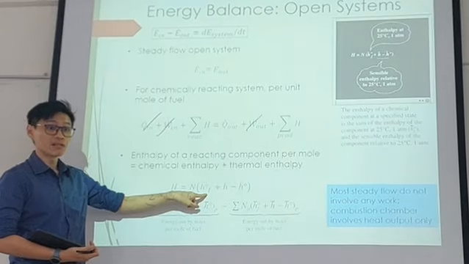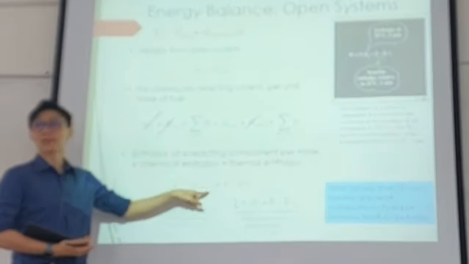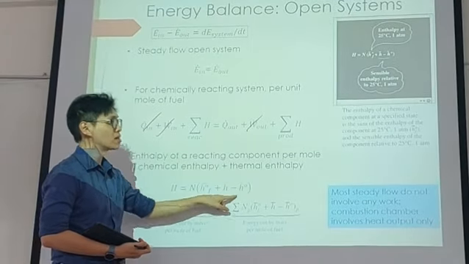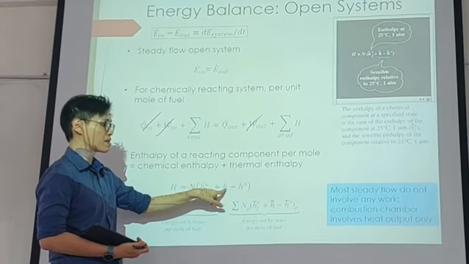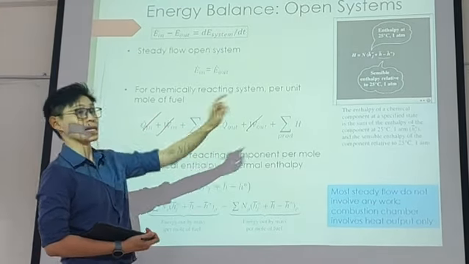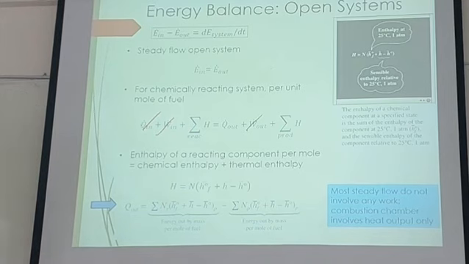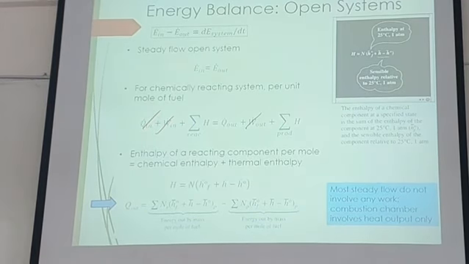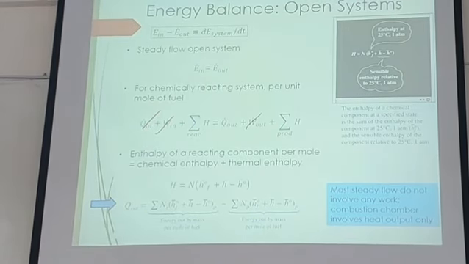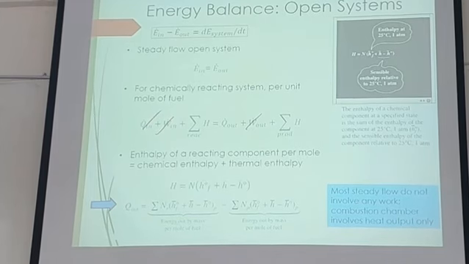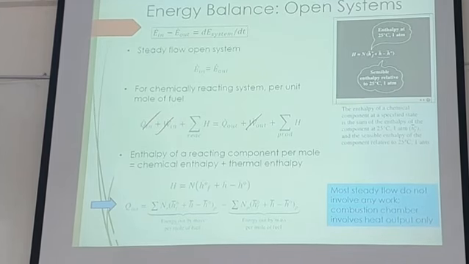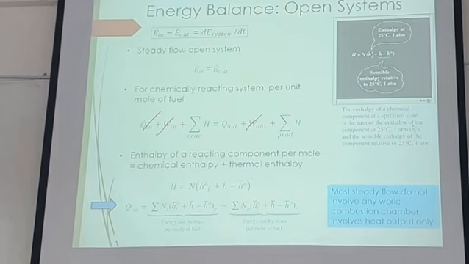So H is equal to the enthalpy of formation. This is the enthalpy for the chemical reaction. This is the sensible enthalpy change, so what is the final enthalpy minus the enthalpy at the reference state, which is 25 degrees Celsius, 1 atm. Basically that. Looks complicated, right? Later you will see it's actually quite easier, but in a way you need to memorize how to do this.